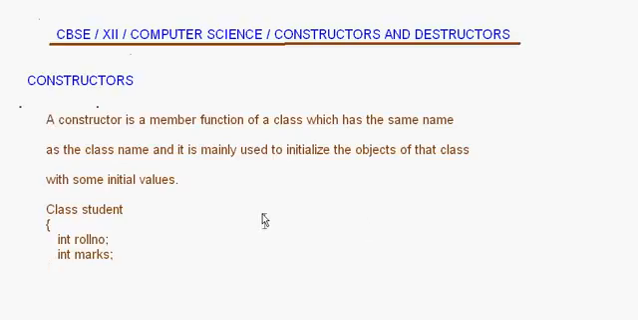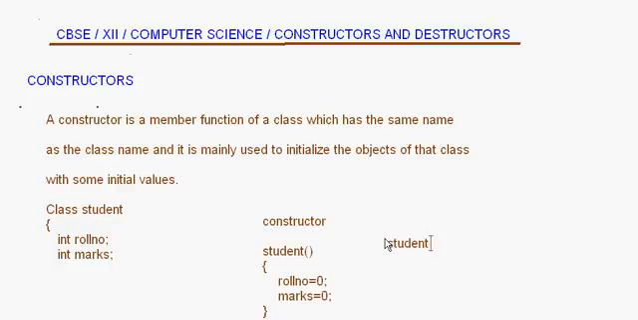Now if I want to make a constructor of this class, the constructor will be like this. It will be the name of the class itself, right? So student is the name of the class, so the constructor will be written like this, student, and then inside the constructor our main task is to initialize the data members of the class. So here I write roll number is equal to 0 and marks is equal to 0. So I have given some initial values.